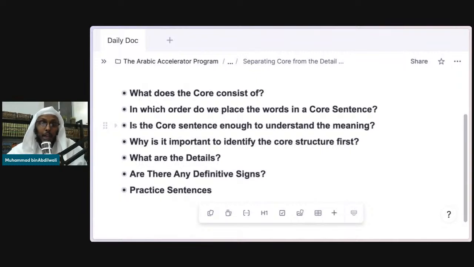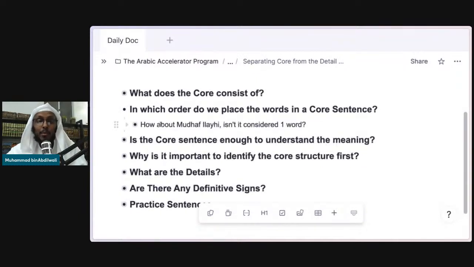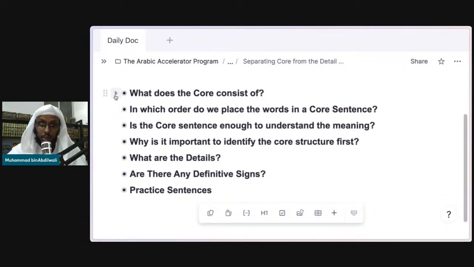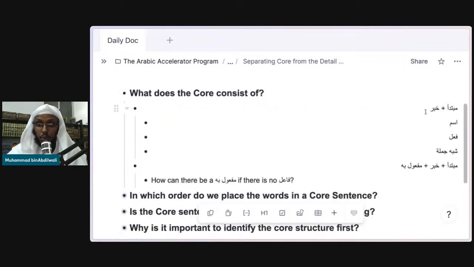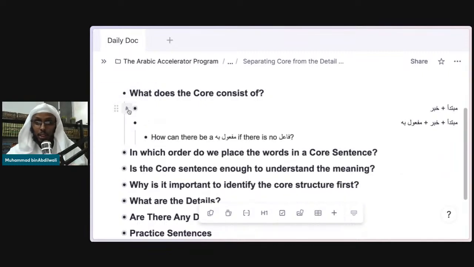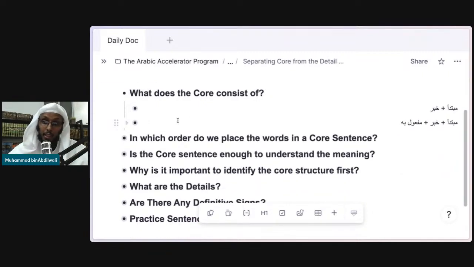So while you're answering that question, in which order do we place the words in a core sentence? We place them in the exact same order that I've just mentioned. We just start with the mubtada, then mention the khabar, and then mention maf'ulun bihi if there is one. So first subject, predicate, and then object. That's how we place it in that order. And I say that because it's important. That's how you want to do it. Otherwise, you're going to be confused.